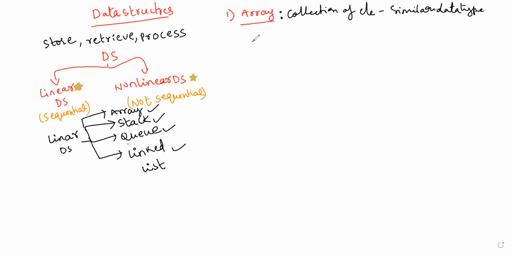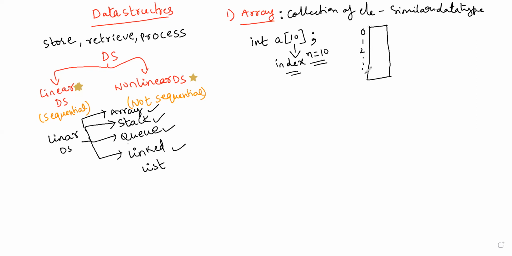Remember, if you want to declare 10 elements, you write int a[10]. This is called array declaration, and this is called the index value. I want to store 10 numbers, so I need to take the array. When n is equal to 10, the index value starts from 0, 1, 2, 3, and so on up to the final value, n minus 1, which is 9. Array is a collection of elements with a similar data type.